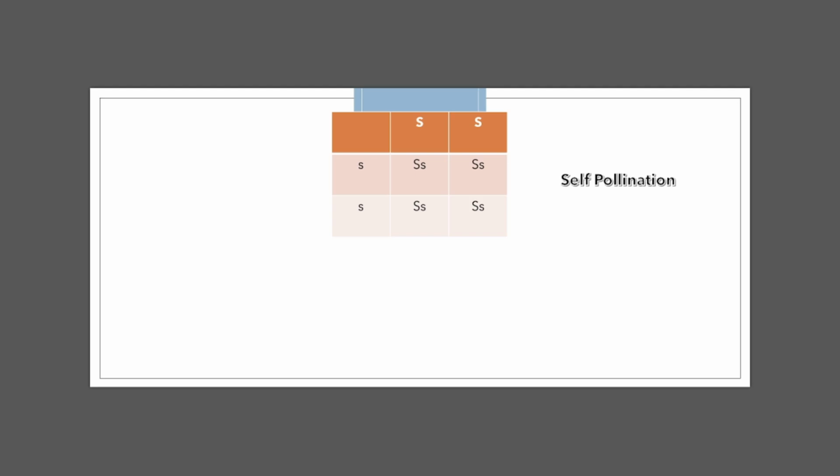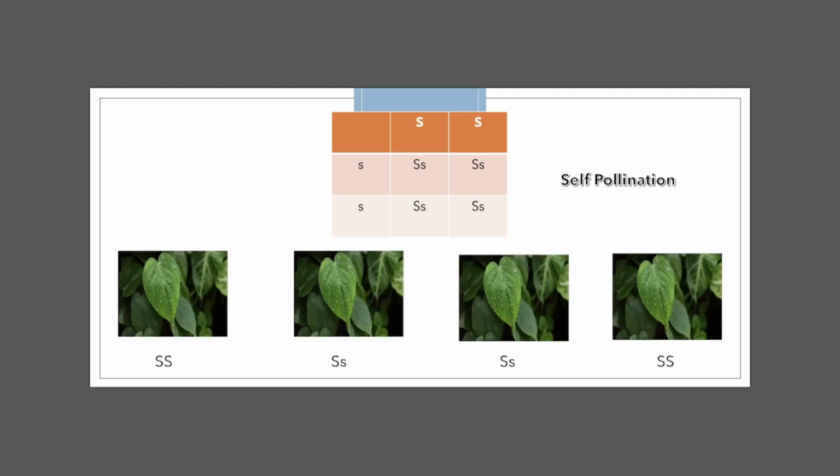Now let's analyze the result. Ta-da! These are the offspring plants resulting from the monohybrid cross in the first filial generation. What is the texture of these plants? All plants have smooth leaves.